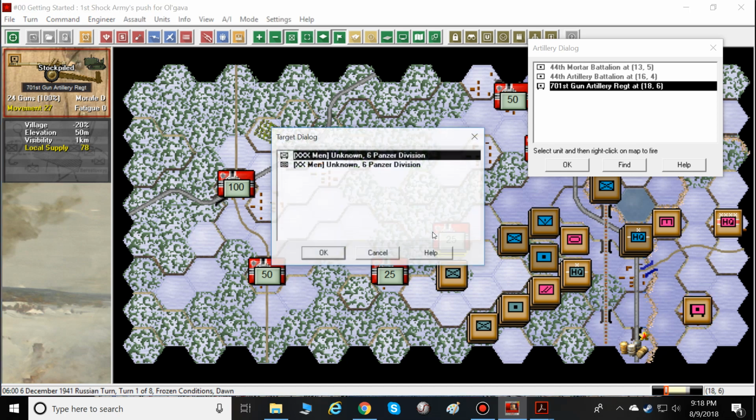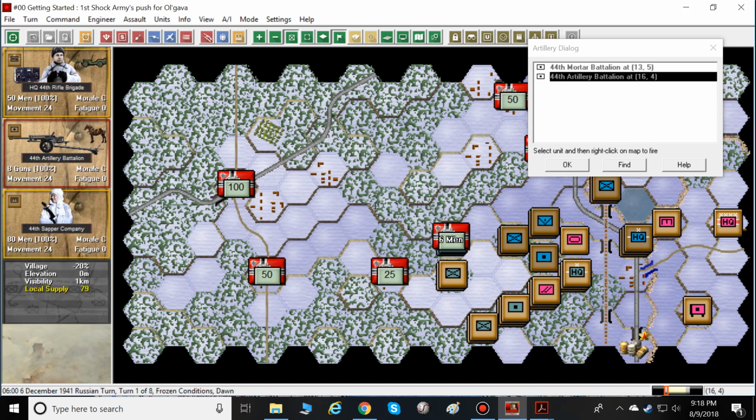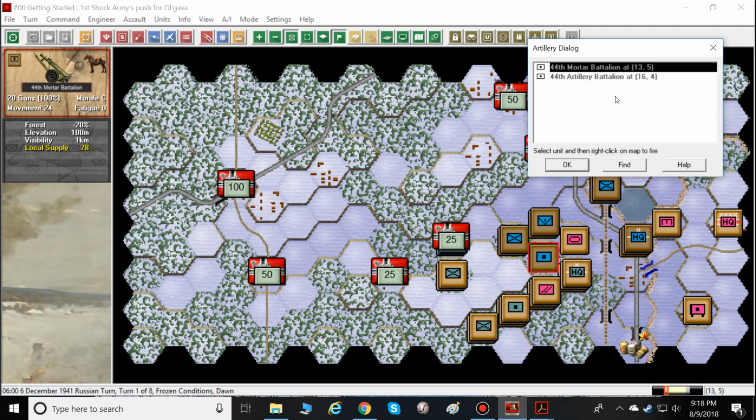5 men. And 6 men. So we did some damage to them. Unfortunately, didn't get any disruptions or anything. Let's worry about getting these other artillery units, get them going.